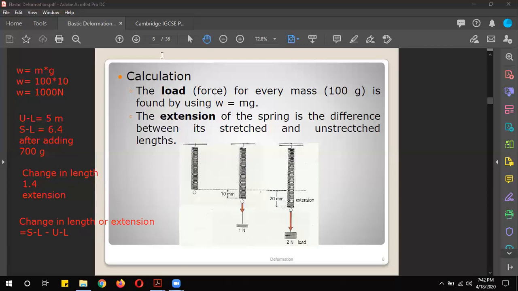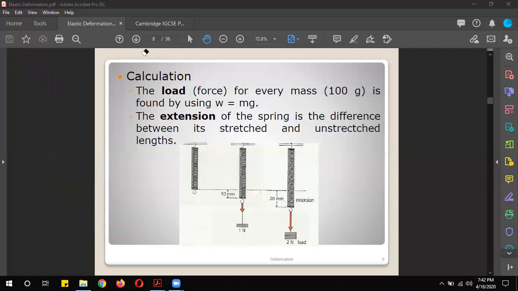Now let's move to the next slide. You can see here that this was the original length when there was no weight. Now we added a weight of 1 Newton, and this is the change in length due to 1 Newton force.